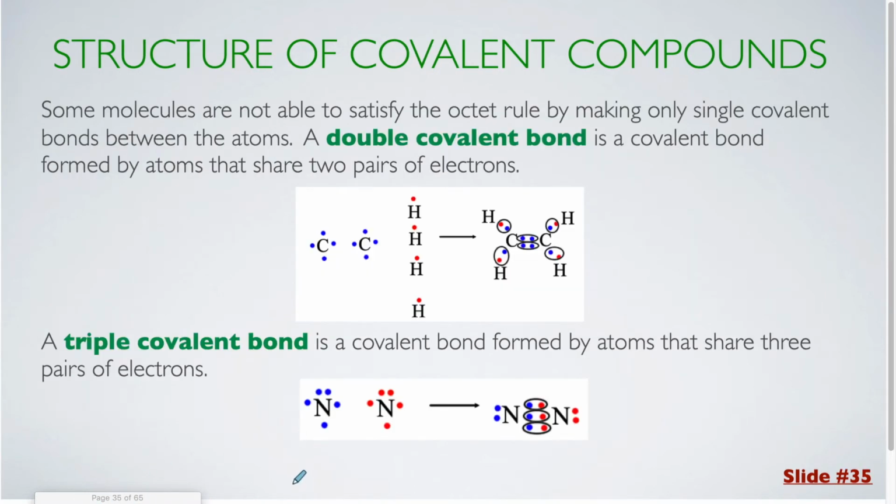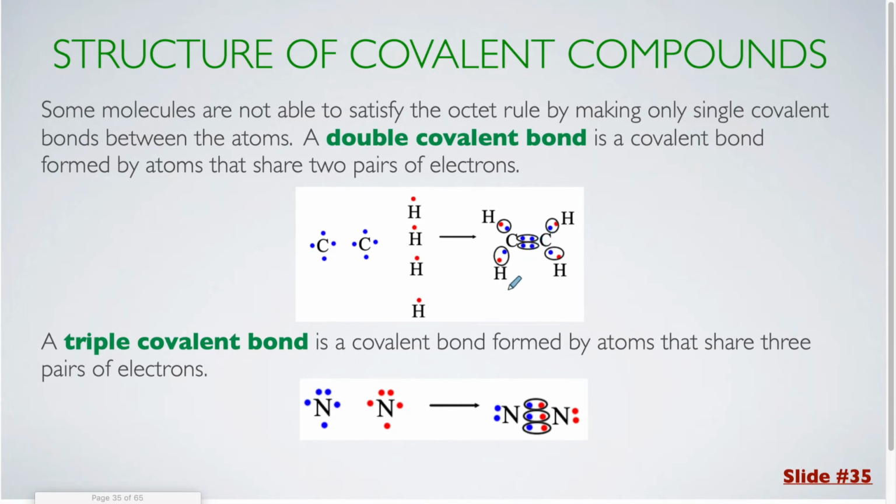Some molecules are not able to satisfy the octet rule by making only single covalent bonds between the atoms. A double covalent bond is a covalent bond formed by atoms that share two pairs of electrons. In this example, we have two carbon atoms that are going to bond together along with four hydrogen atoms. Now we would start with a single bond between each. So carbon would have a single bond to the other carbon, and then single bonds to each of these two hydrogens. But when it does that, it doesn't have enough electrons. It needs to make an additional connection with the other carbon across from it, so it makes a second bond.